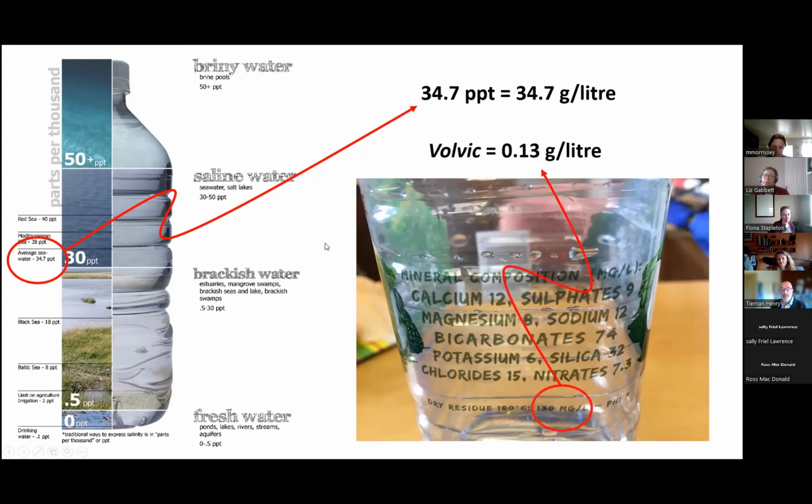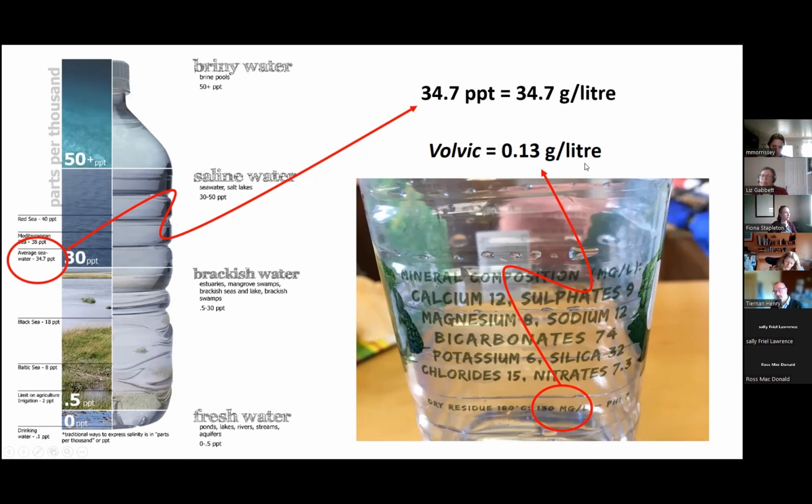So when we're interested in this, you can see Volvic water, the dry residue is 130 milligrams per litre. That essentially means that on average, every 1 litre bottle of Volvic water will have 130 milligrams of salt in it, because all these elements are just salts. So in other words, a standard bottle of Volvic has a salinity of 0.13 grams per litre, whereas seawater has a salinity of 34.7 grams per litre. So seawater, there's enough salt in it that we can taste it. Volvic, there's salt in it, but not enough that we can taste it.